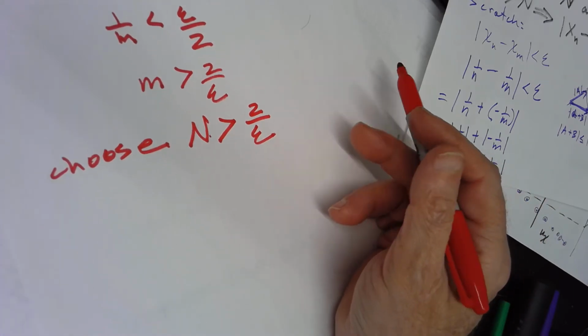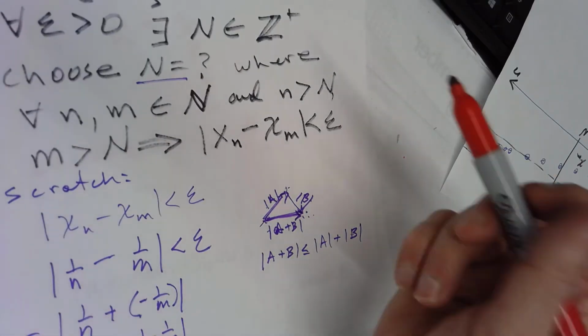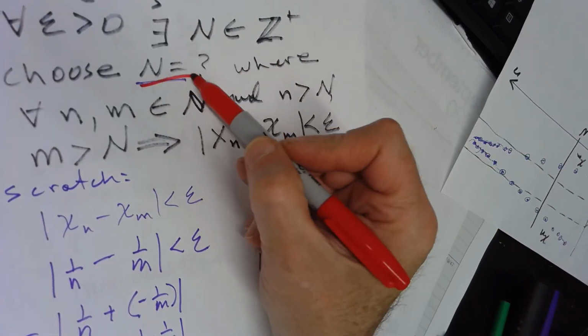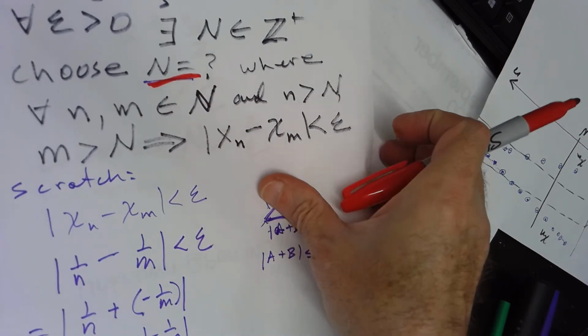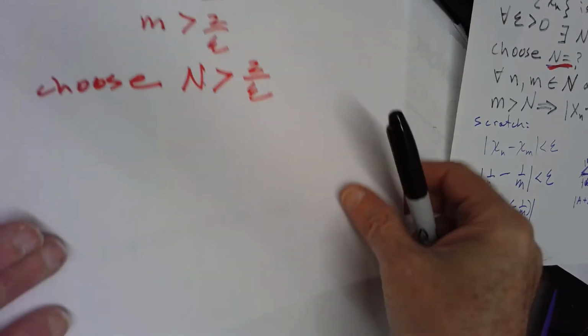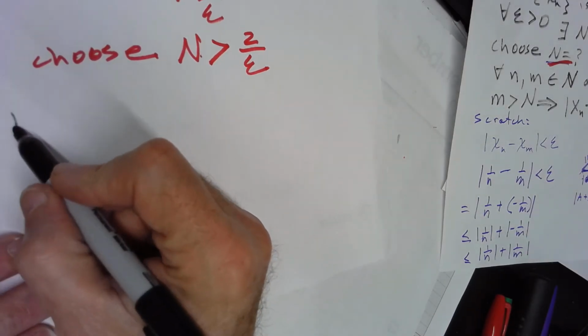So now we have our N. Now we have our N, and we can write our proof. So now we can go back and we can write our proof. So here's our proof.